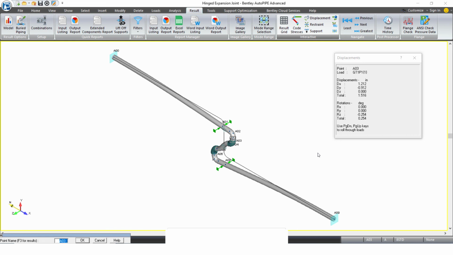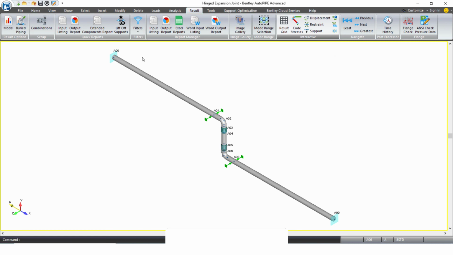So here we have about half an inch X displacement for both of these. So that's lateral displacement. And again, you have to make sure that works okay.